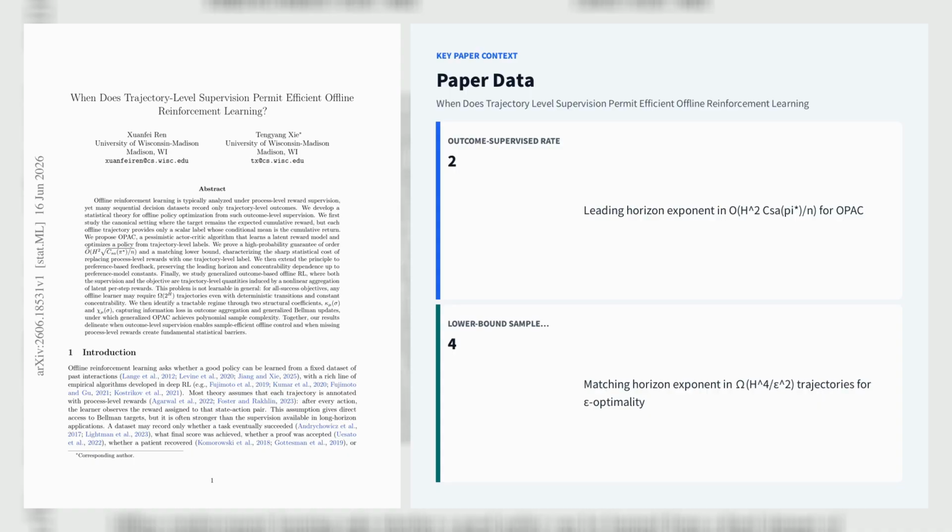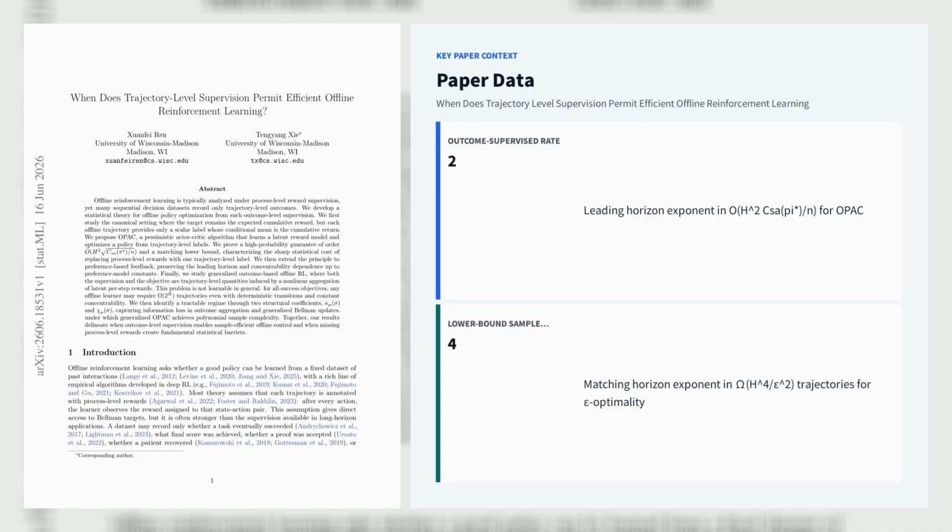For the standard cumulative return objective, the authors propose OPAC, a pessimistic actor-critic method that learns a latent per-step reward from scalar trajectory labels and then optimizes a policy with layer-wise exponential weights. Under realizability and completeness, they prove a high-probability sub-optimality rate of O(H^2 √(C_{π*}/n)) and a matching lower bound of Ω(H^4/ε^2) trajectories even in deterministic two-action chains with constant concentrability, showing the extra horizon factor is the statistical price of compressing H rewards into one label.